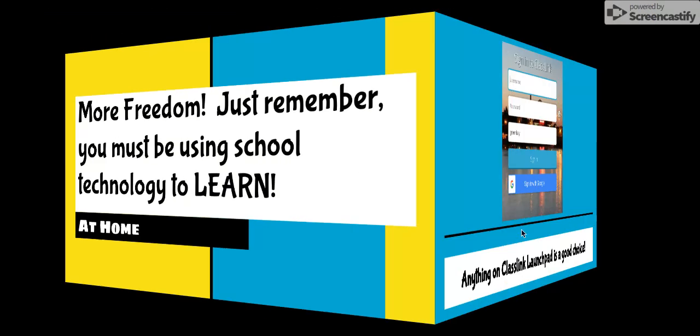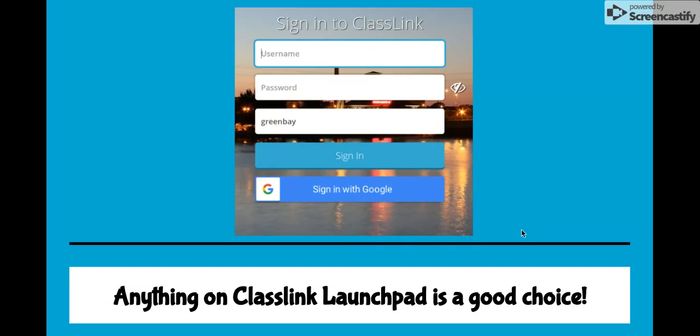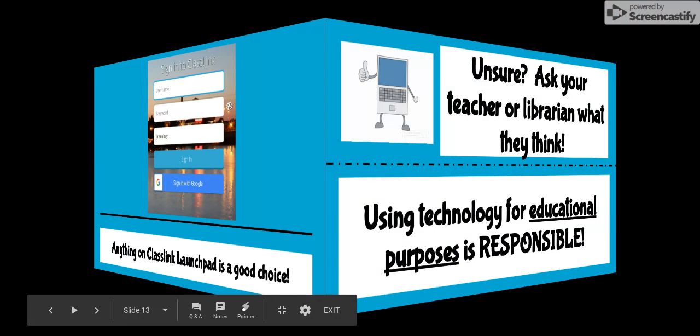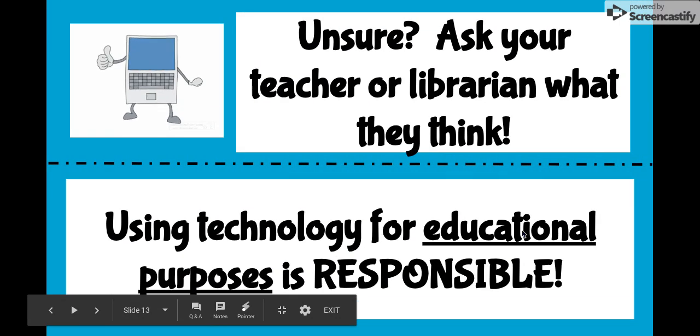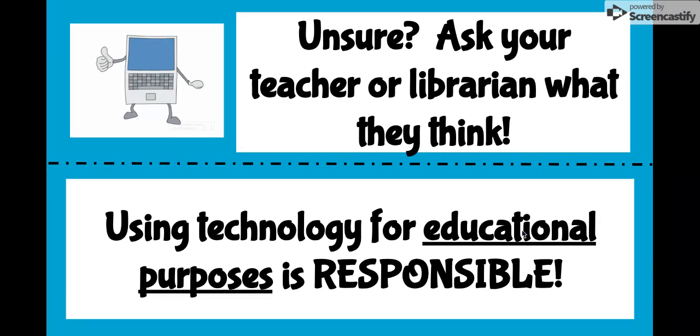As a tip, anything on ClassLink Launchpad is a good choice. If you're unsure about whether or not you should be using it, ask your teacher or librarian what they think. Using technology for educational purposes is responsible.